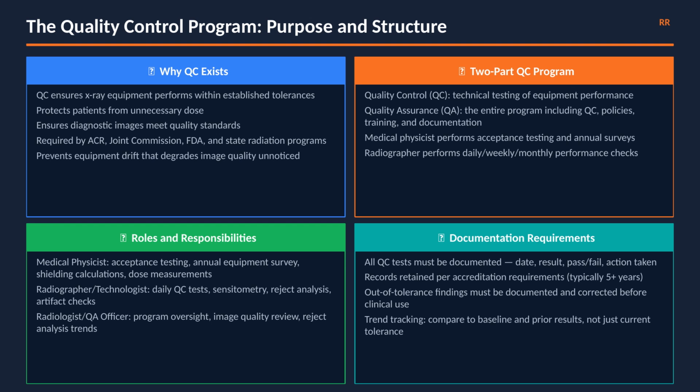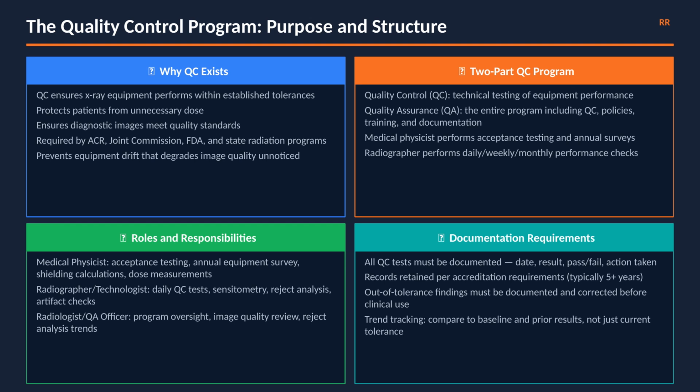The two-part program structure. Quality control, QC, is the technical testing of equipment performance. Quality assurance, QA, is the broader program that includes QC, plus policies, training, documentation, and all other quality-related activities. QC is part of QA. QA includes everything. Roles and responsibilities.